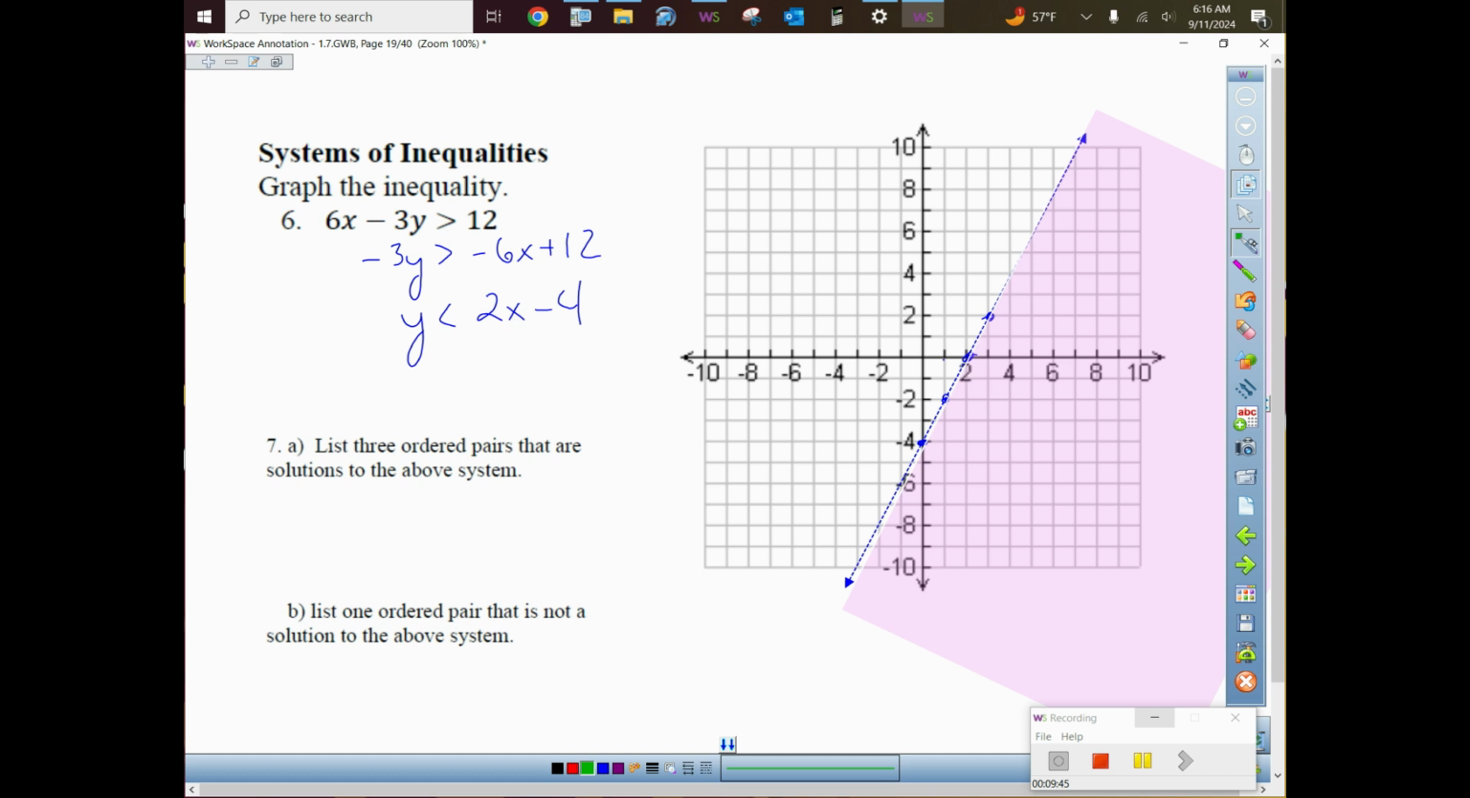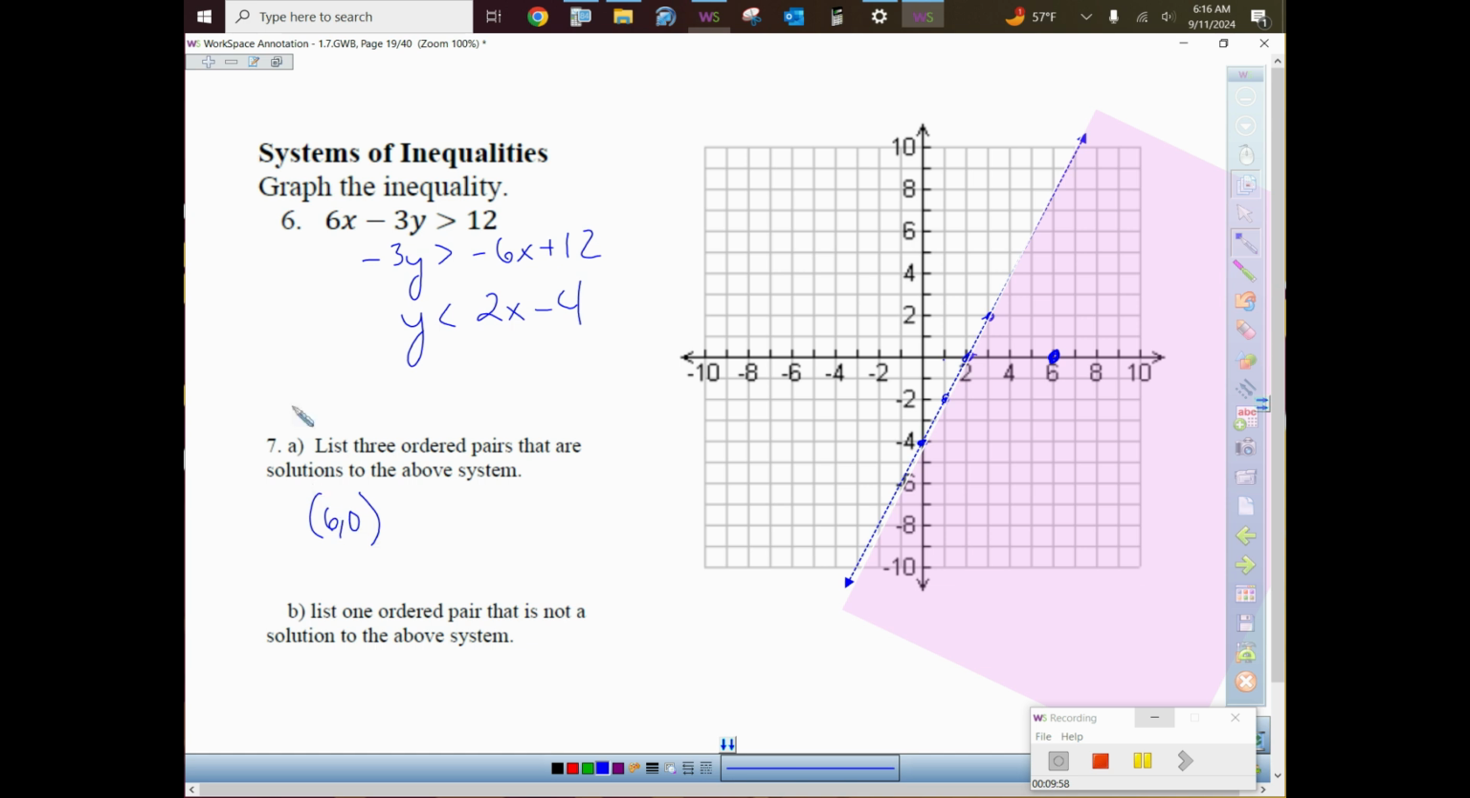And homework's going to ask us a lot of cool questions. They're going to say, hey, list 3 ordered pairs that are solutions to this system. So here's a simple one. If you see 6, 0 is totally in that pink region, so 6, 0 is a solution. But let me show you what that means.